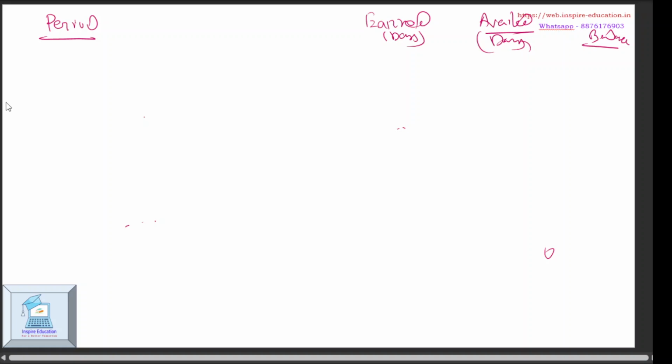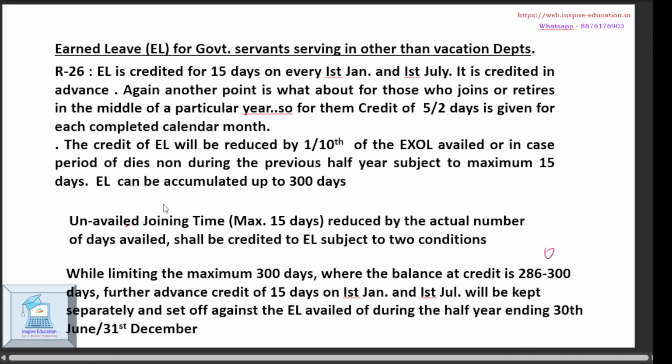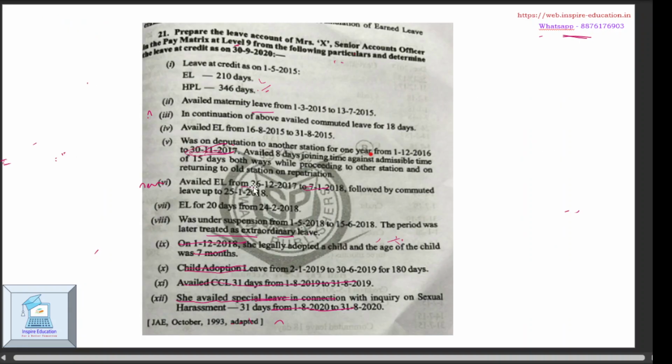It was on December. After 30/11/2017 he has taken JT. So this will be December 2017, and after that he has taken EL on 26/12 to 7/1/2018.